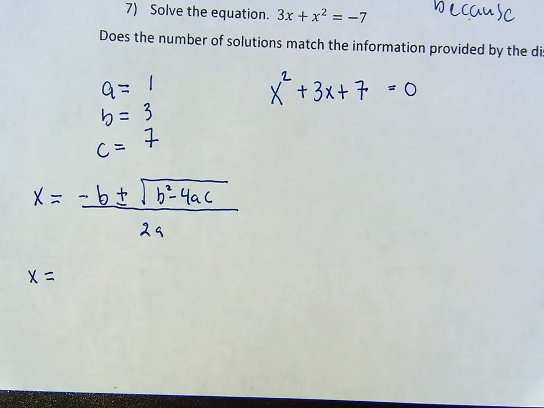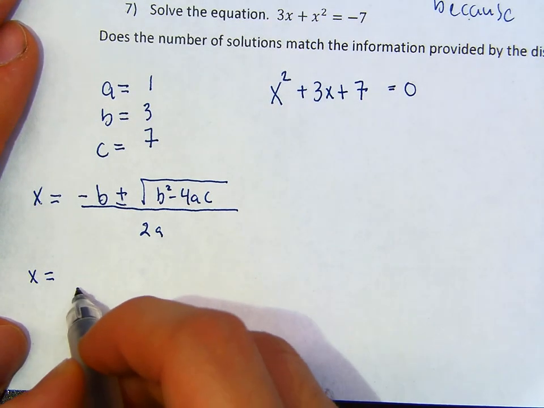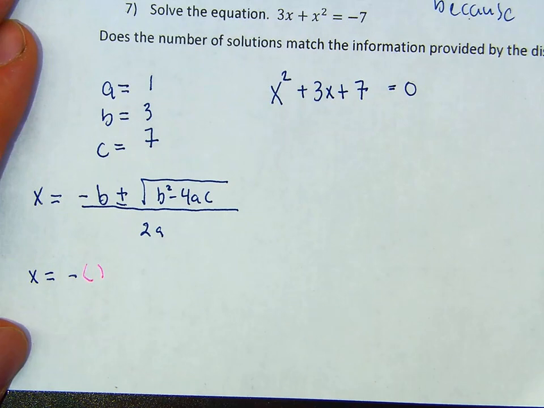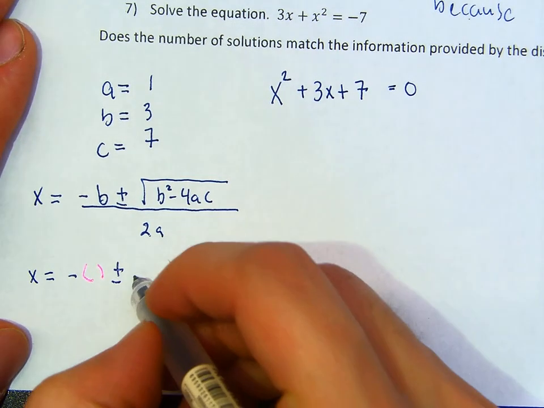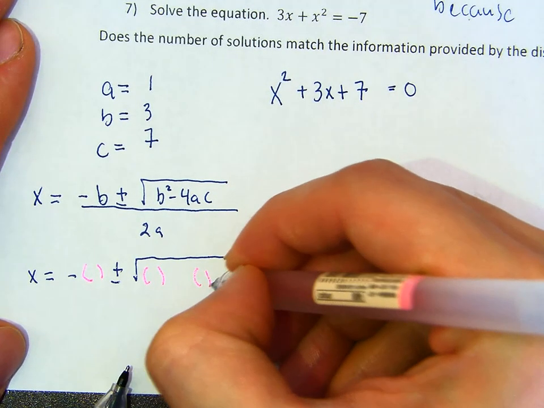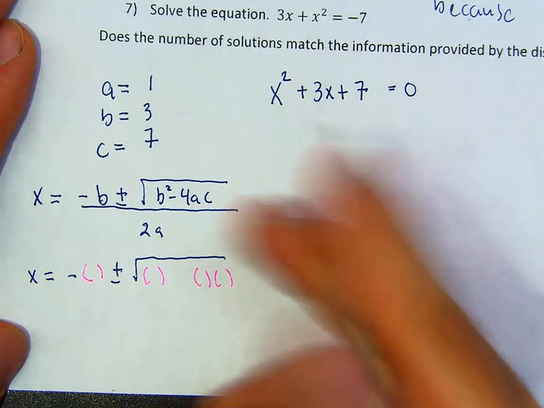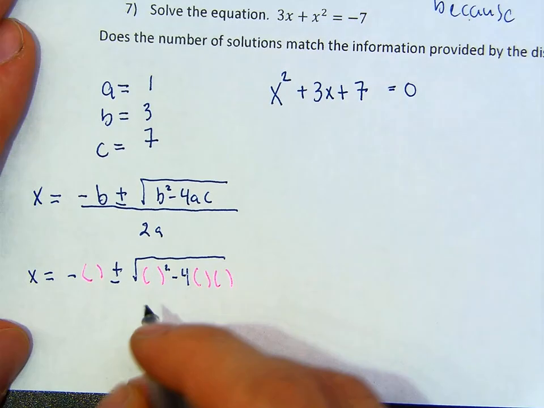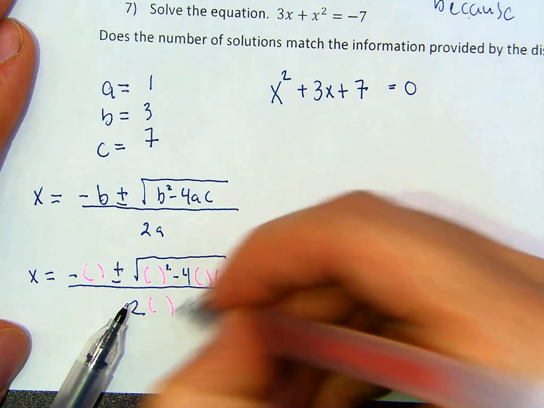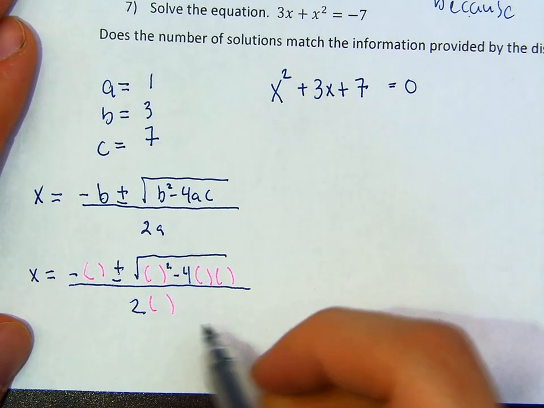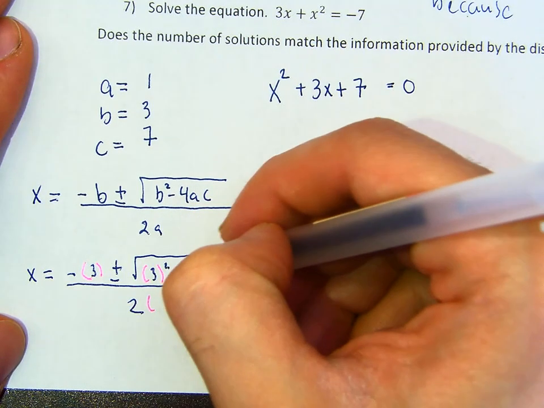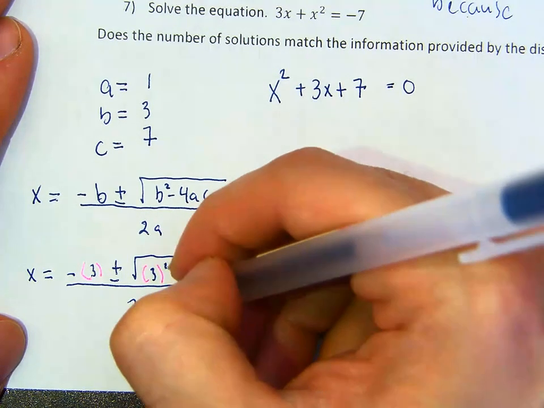So here, if you were to plug everything in, I'll just do this step by step. Negative, parentheses, plus or minus the square root of b squared minus 4ac, so I'll just get my parentheses ready. So squared minus 4, over 2 parentheses a. Okay, so here b goes here, right? So this is a 3. This is 3 squared minus 4 times 1 times 7, and there's a 1 here.